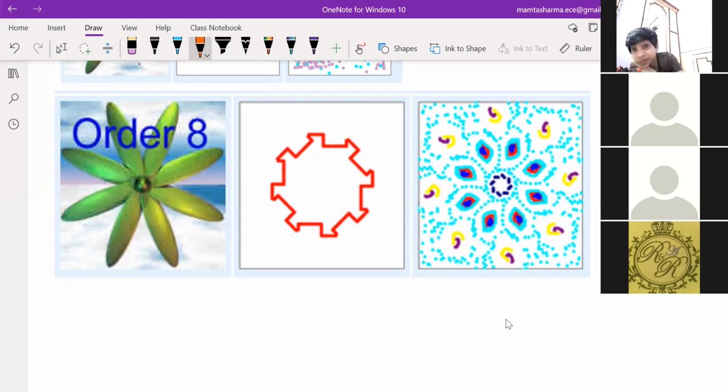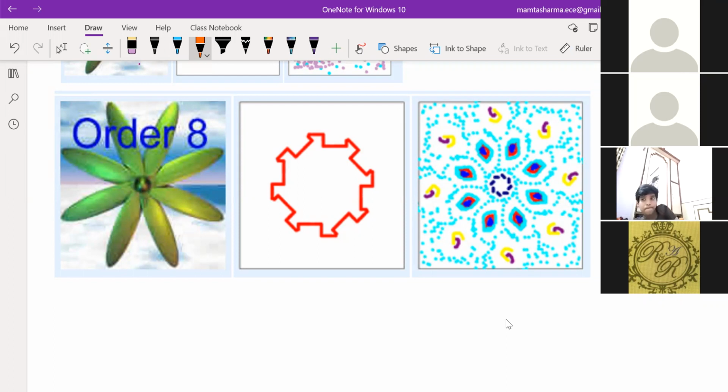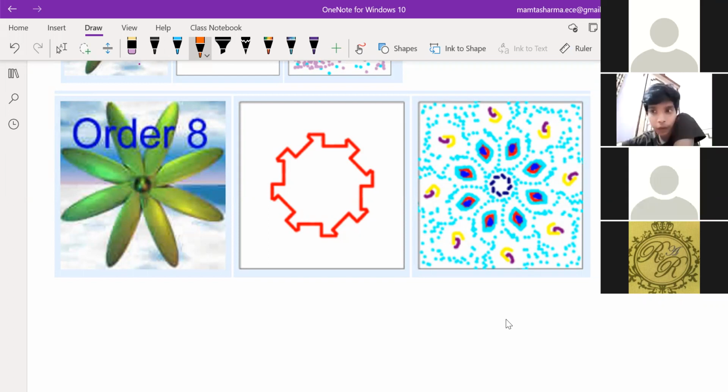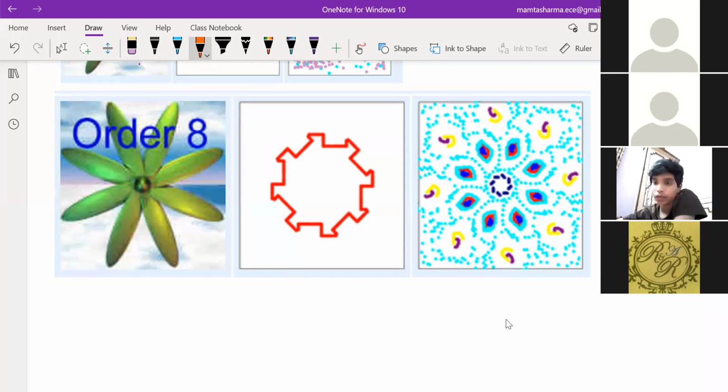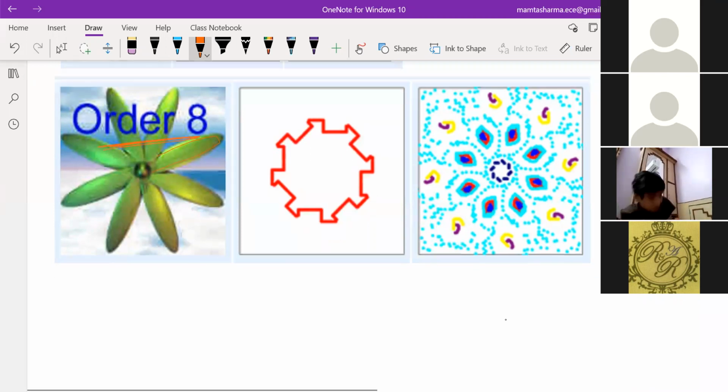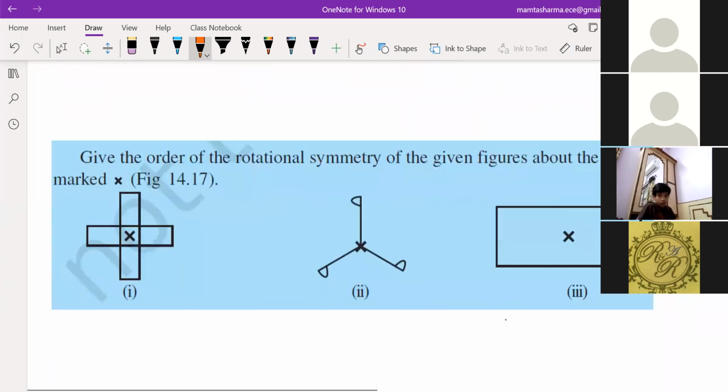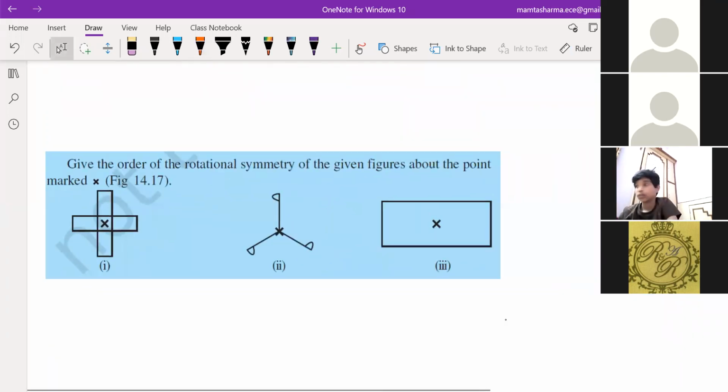So this is the shortcut trick to solve these types of questions. You can count the number of petals or the number of similar parts, and the rotational symmetry would be equal to the number of symmetrical parts. Clear? Yes. So what would be the rotational symmetry for these figures?